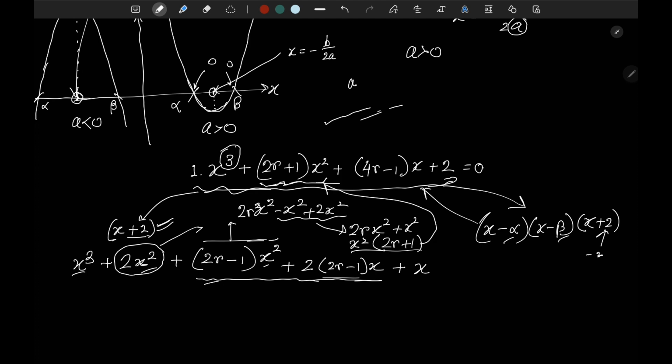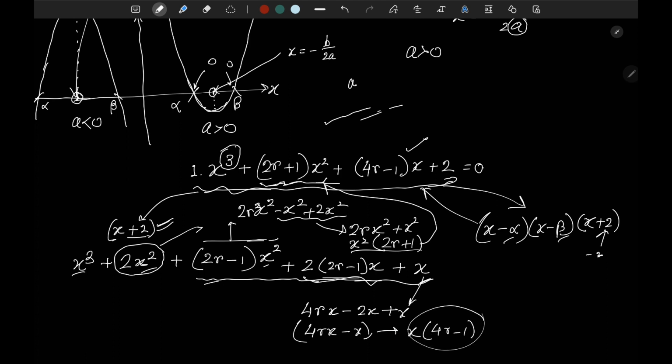X. Why? Because the coefficient of x in the original equation was (4r minus 1) into x, and to counterbalance the coefficient of x we will add an extra x here. Why? Because from here we have 4r. If we break this open, 4r x minus 2x plus this x will give you 4r x minus x, or x into (4r minus 1). See, this one matches, right? So that's the reason. And then we will have 2 as it is.